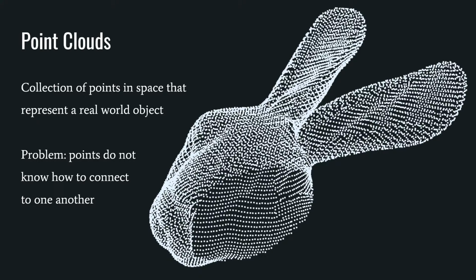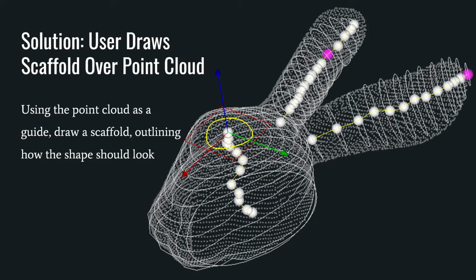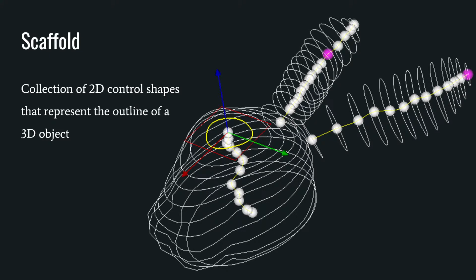Now, we as humans looking at this image can tell that is a rabbit's head, but your computer doesn't know that, and it doesn't know how to interpret these data points. So the solution is that you need a human to come in and draw a scaffold over that point cloud. Once the point cloud is taken away, you're then left with just your scaffold, which again can be thought of as 2D control shapes that represent your 3D object.